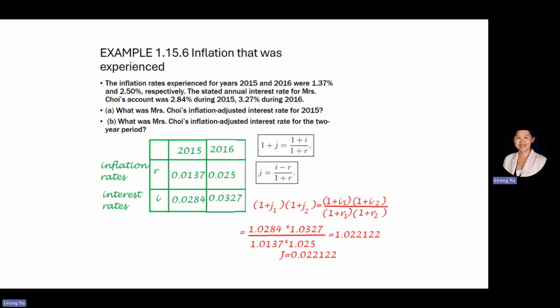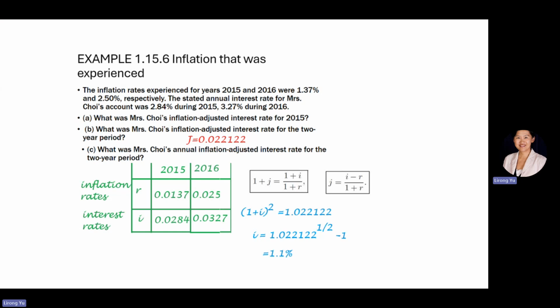That's the solution. And then we had part C. Part C says, what is this choice annual inflation interest rate? So inflation adjusted interest rate. So we're looking for an I. It says annual, meaning every year in that 2-year period. So assuming that is an I, 1 plus I to the power 2 has that combined effect of the growth factor of 1.02212, the one that we calculated in part B. And then from there, if we solve for I, it is equal to roughly 1.1% each year.